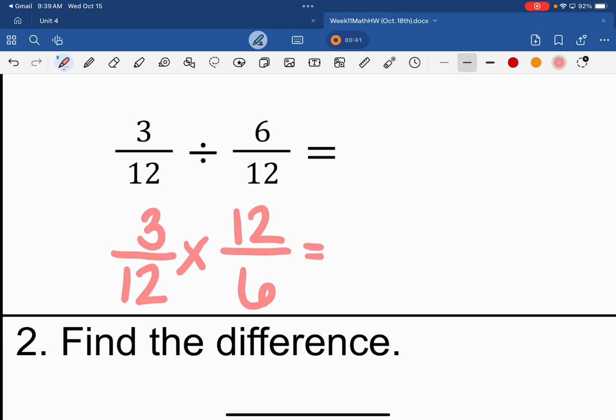The common factor for 12 is what? We got 12 and 12 right here. What do they share? 12, yeah. So I'm going to cross this out. 12 divided by 12 is 1. 12 divided by 12 is 1.